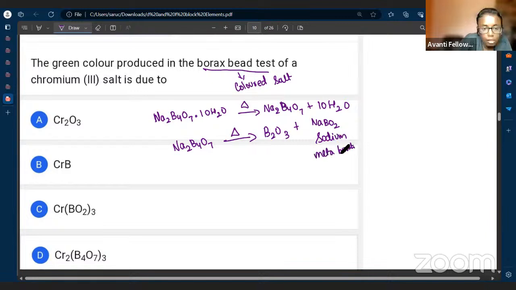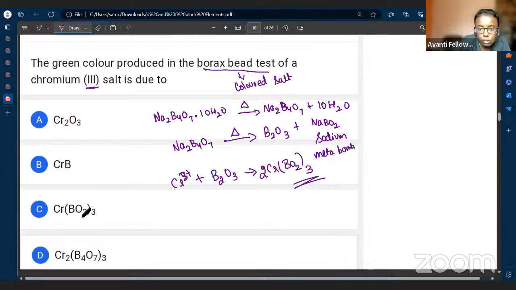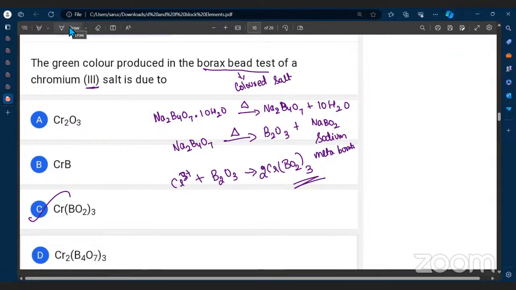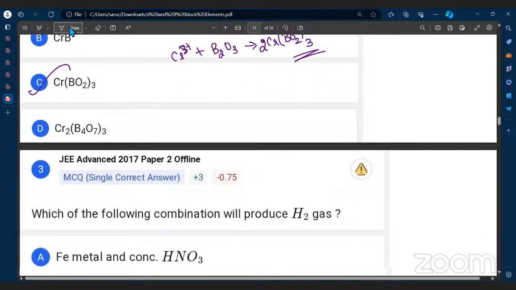Now you're treating chromium 3 plus. So Cr3 plus is treated with B2O3 to form Cr(BO2)3. The oxidation state is 3 plus, so how much BO2 will it take? It will take 3. So what is your answer? The green color is produced due to Cr(BO2)3. Got this question? Okay, moving to the next question.